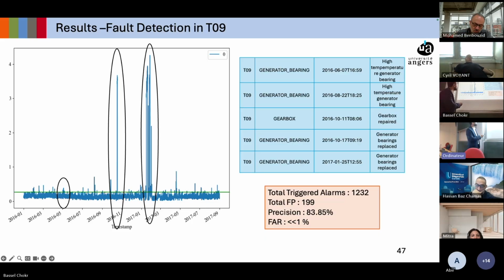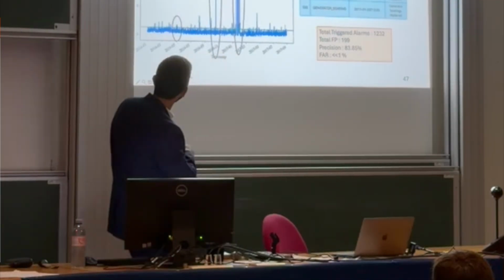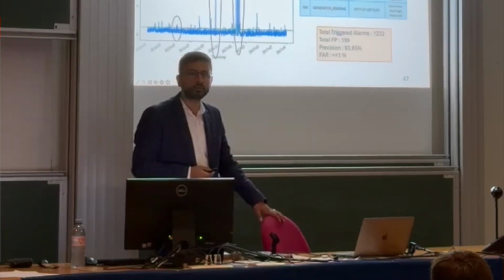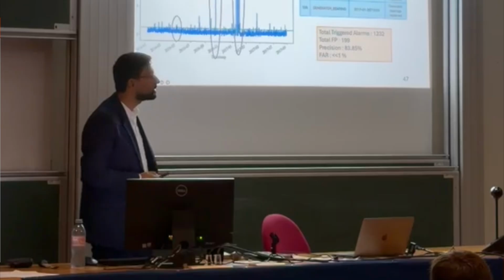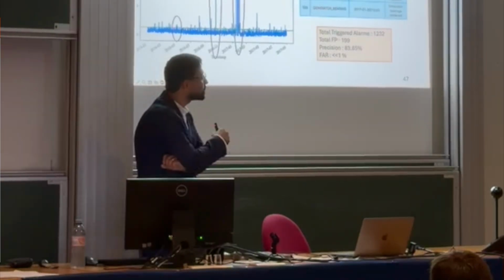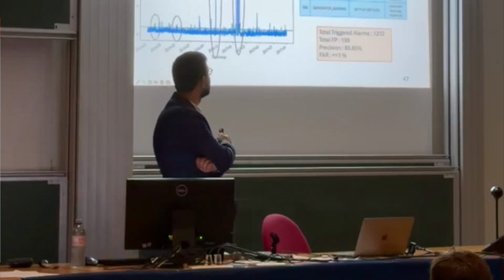For example, here in January of 2017 we have a generator bearing fault, and the generator bearing was replaced. We see how the reconstruction error increased massively above the threshold in green. Out of 80,000, total triggers were 1,232, and we had 199 false positives outside of the 60 days period. Thus, the precision was 83.85%, with a false alarm rate much less than 1.